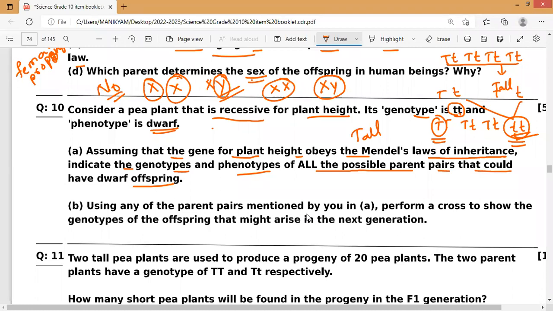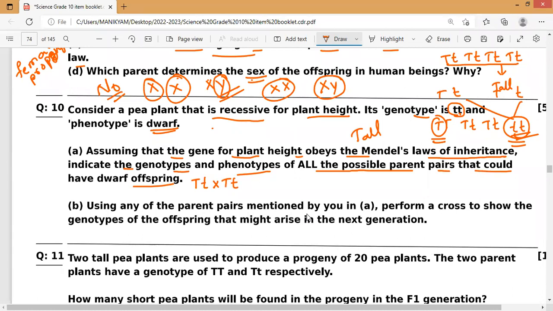Anyone? All of you, everybody should tell me. They're asking only parents, guys. Pairs. Kevin: Capital T, small t, and capital T, small t. Capital T, small t crossed with capital T, small t.